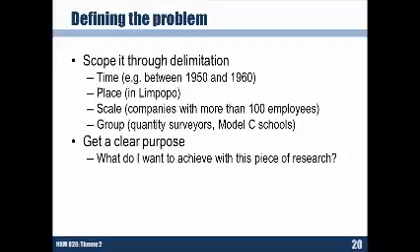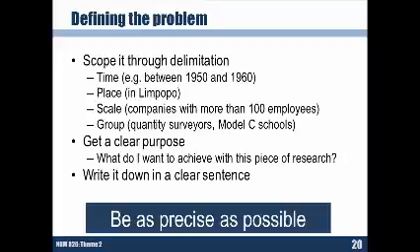So what is it that I want to achieve with this piece of research? And once you are able to write that down in a clear sentence, you have a research problem. But the key here is to be as precise as possible, because any ambiguities and uncertainties and open-endedness in your problem statement is going to create problems for you in research.